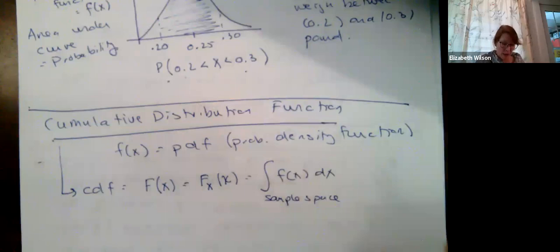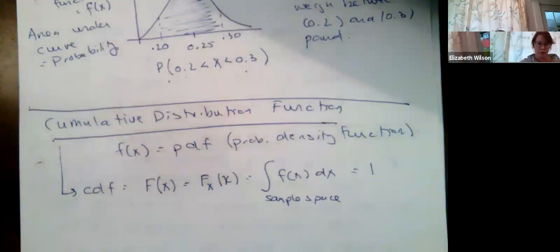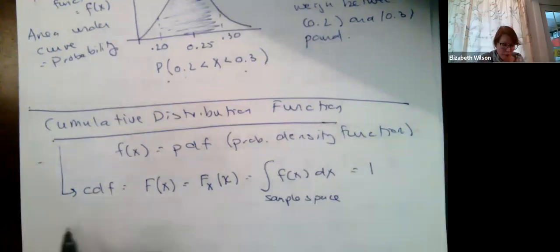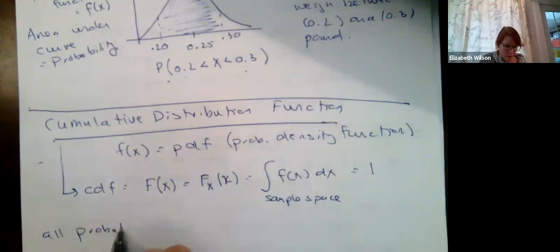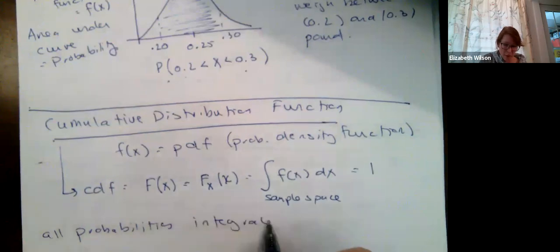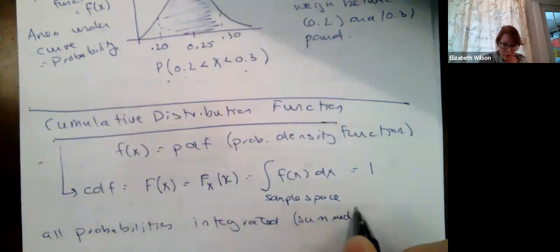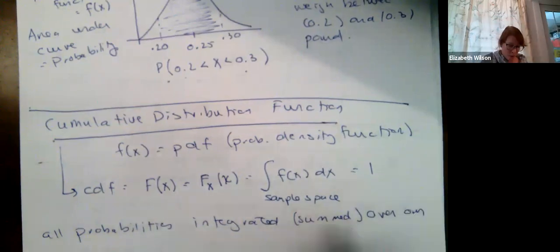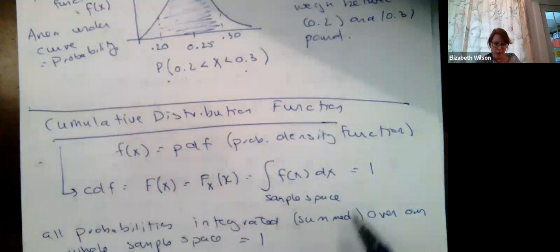When I integrate over my whole sample space, this thing is going to sum up to 1. All the probabilities over a whole sample space will sum up to 1. So let me write that in words. All the probabilities integrated, integration is a sum, integrated or summed over our whole sample space, is going to equal 1. That's just exactly what we showed here.